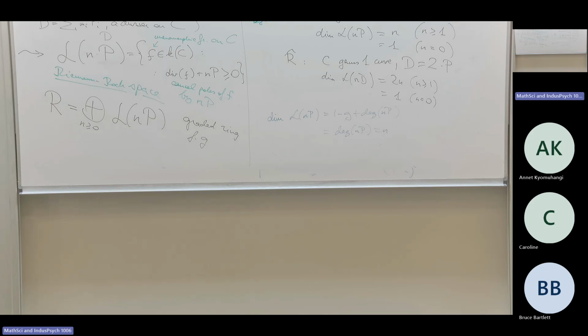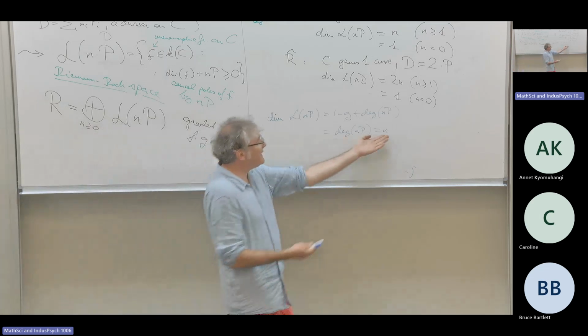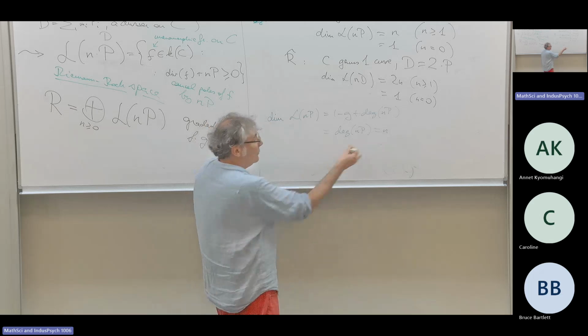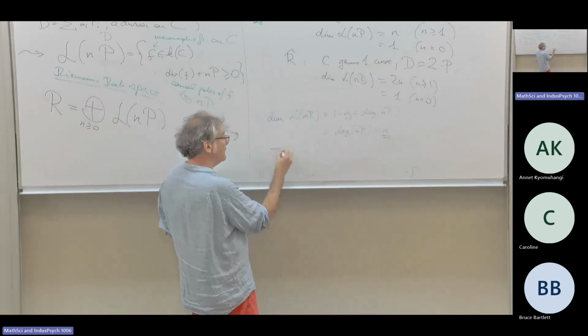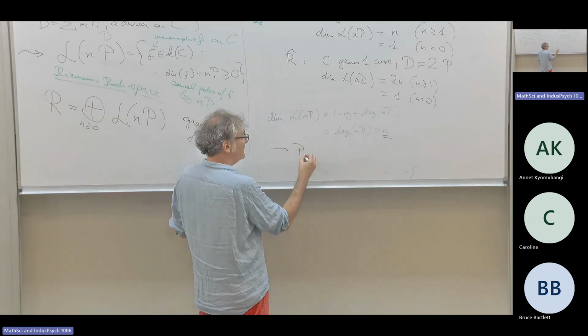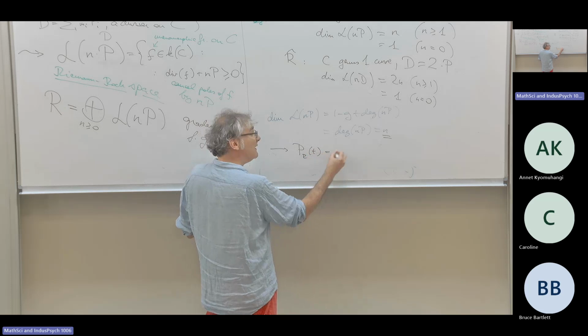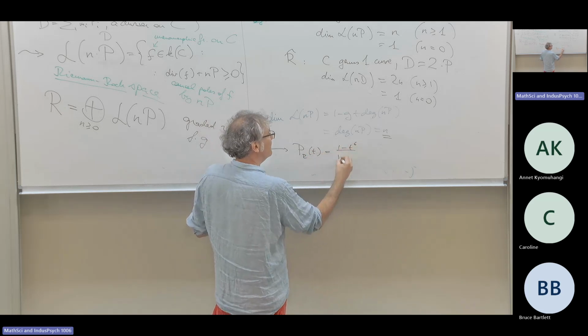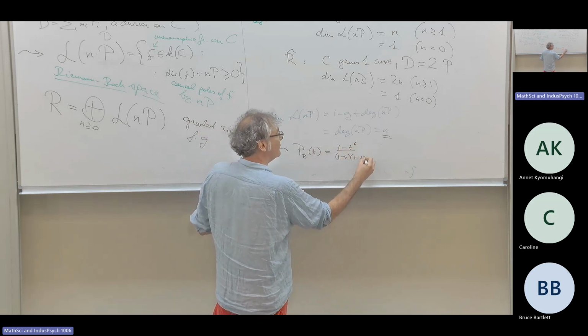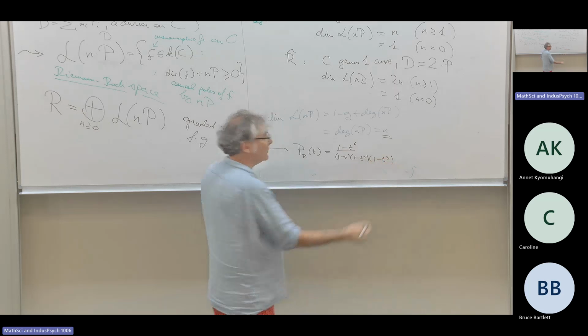Can I manufacture rings with this property? And in this case, it's very easy. If I feed these numbers into the equation, to the series P_R(t), it's a completely determined process. And I get this answer, right? There's no guesswork here. That's just feeding in the numbers.